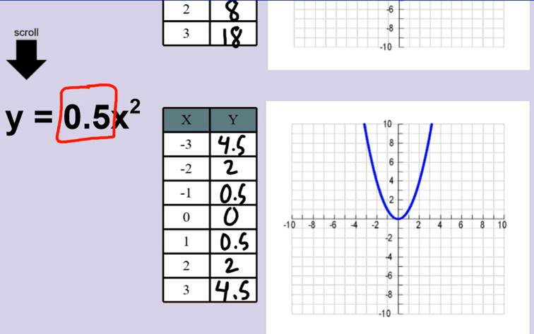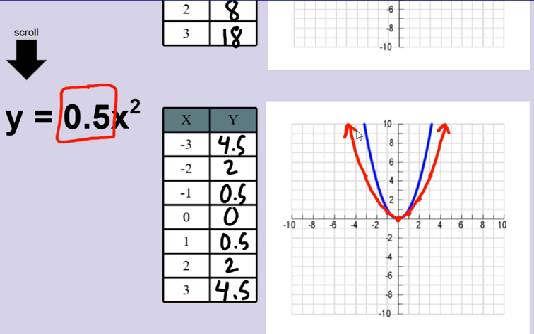Now I make my graph. 0, 0, 1, 0.5, 2, 2, 3, 4.5 right there, and I can already see on the right side, it's going to be a little wider. Negative 1, 0.5, negative 2, 2, negative 3, 4.5.